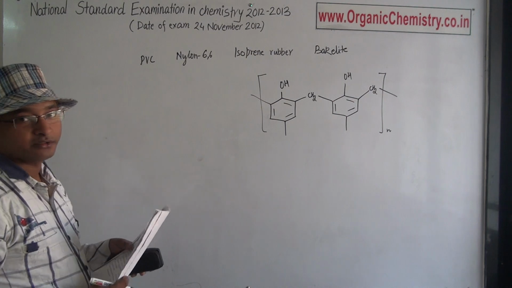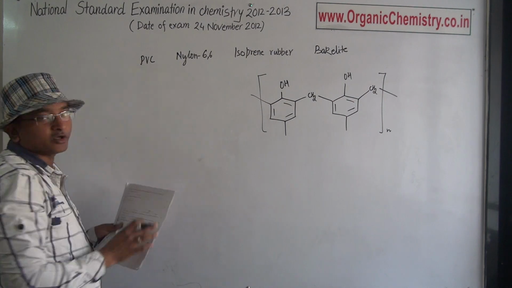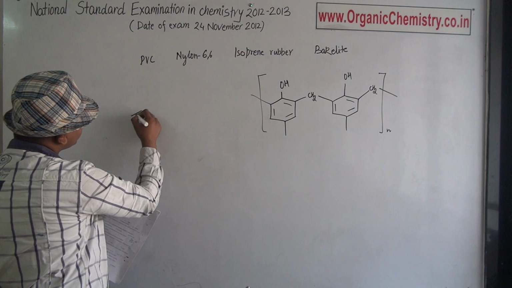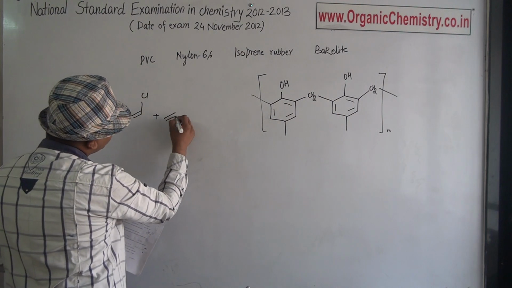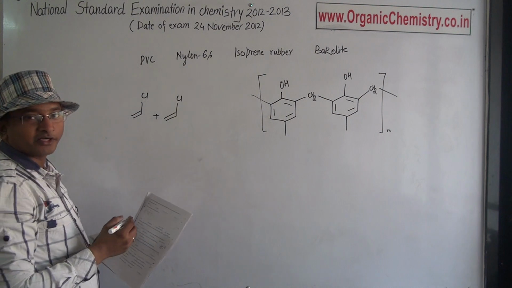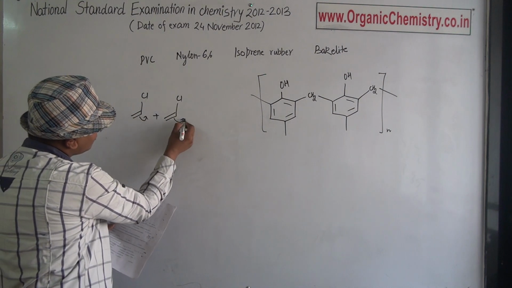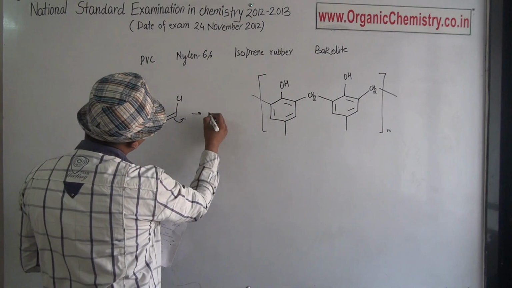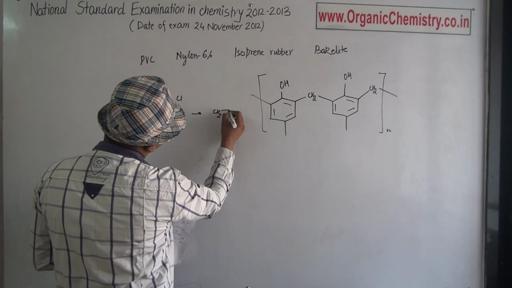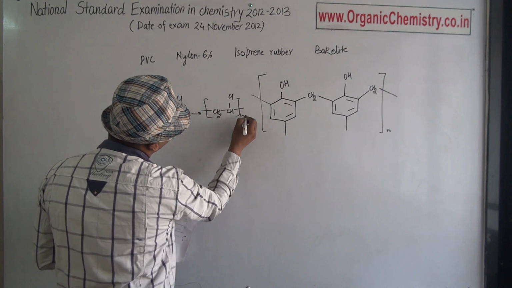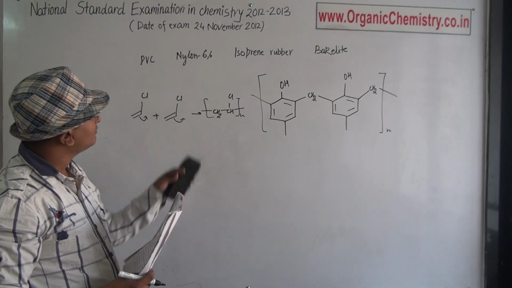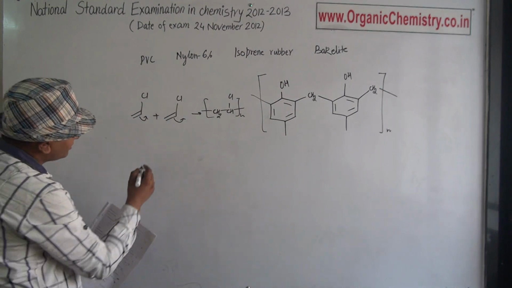First, PVC. PVC means polyvinyl chloride. This is vinyl chloride, and here is another vinyl chloride. When they polymerize, they form polyvinyl chloride.